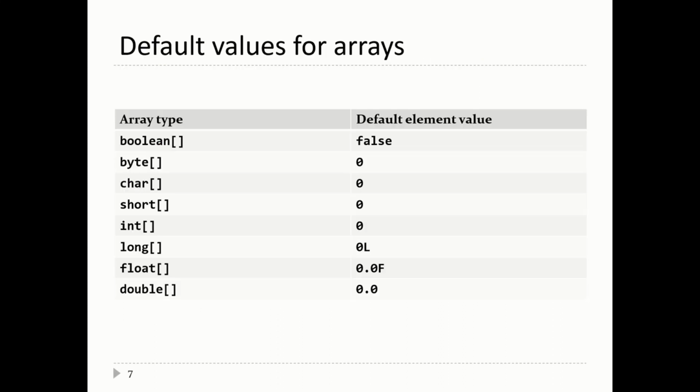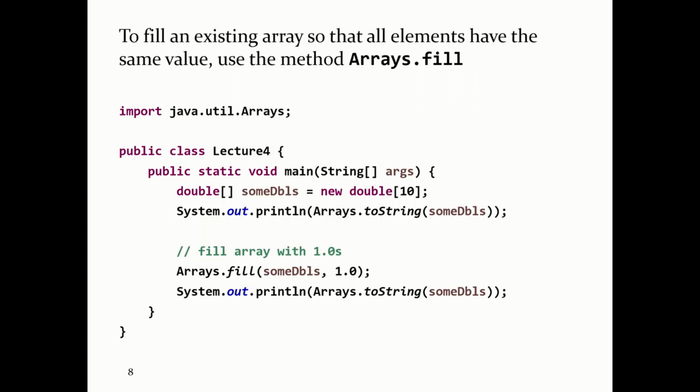So there's the default values for arrays. It's pretty easy to remember. Everything's 0 unless it's Boolean. If it's Boolean, it's false. Sometimes you don't want all zeros or all falses. You want something else. If you want your array to contain a bunch of duplicated values, all the same, just use Arrays.fill. Arrays.fill will take an array of doubles, and it will set all the values to whatever you want. So here I'm going to set them all to 1.